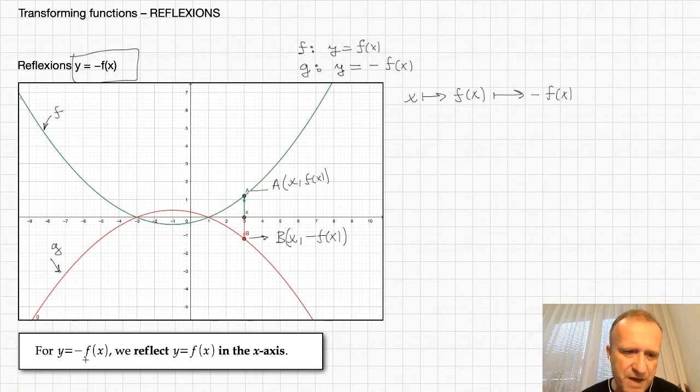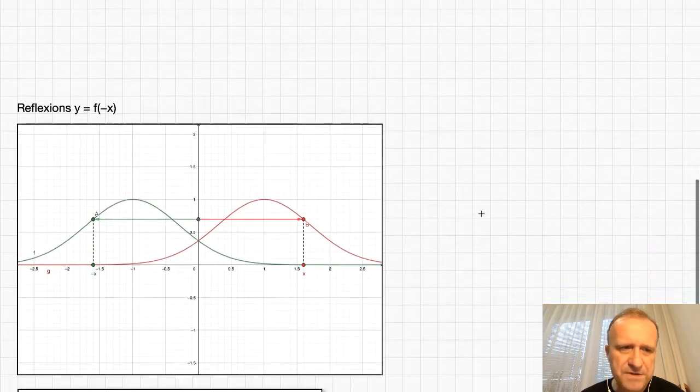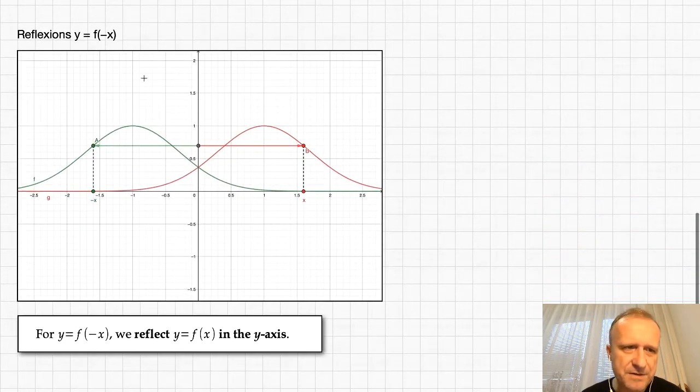For y equals minus f of x, we reflect y equals f of x in the x-axis. So we obtain the new graph by reflecting the original graph in the x-axis. The points in which the original graph intersects the x-axis remain at the same place, all the other points are reflected. Okay, now let's look at the second reflection of the kind y equals f of minus x.